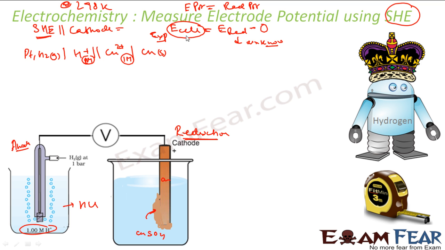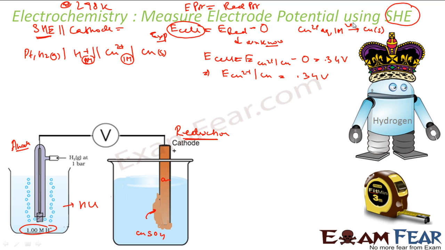So for this, E cell is nothing but E reduction minus E oxidation, and the oxidation term is 0. Experimentally we get this value. So E cell is E reduction of Cu2 plus to copper minus the reduction potential of H plus to H2, which is 0, and E cell experimentally is found to be 0.34. So with this I can say that the reduction potential of copper 2 plus to copper is 0.34 volt. That means for the reaction Cu2 plus aqueous, 1 molar, going to copper, obviously needing 2 electrons, the E value is 0.34.